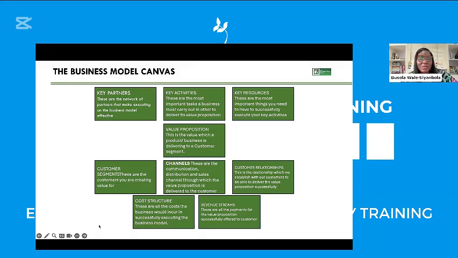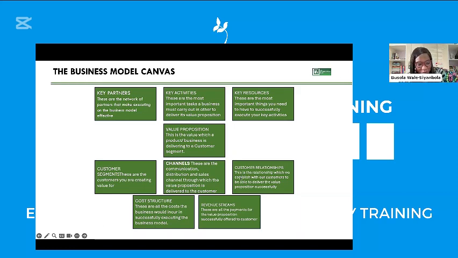The key activities are the most important tasks that a business must carry out in order to deliver its value proposition. Key resources are the most important things that you need to have to successfully execute your key activities. Okay, so that's the first category, and I said it's under a broad header called infrastructure. Now let's move to the second category, which is the next line. Now you can see there's just one thing there, value proposition.